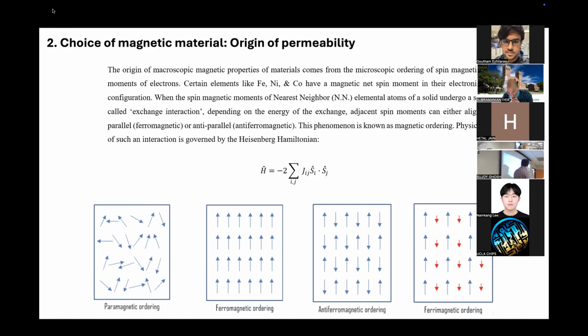And finally, you have another class which is called ferrimagnetic ordering, which is what you find in ferrites. What actually happens in ferrites is you have some kind of ceramic structure, and let's consider two sets of atoms, okay? These atoms occupy two different interstices in the crystal. So there's the octahedral interstice and a tetrahedral interstice.